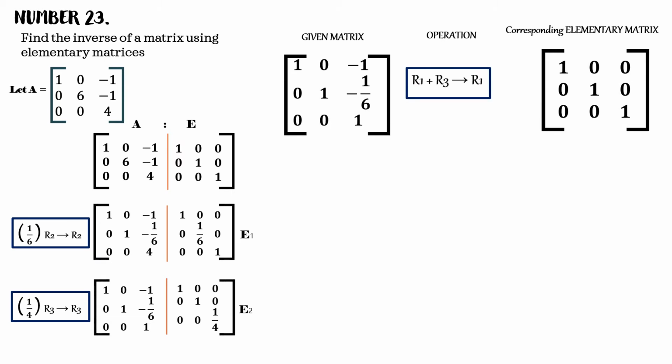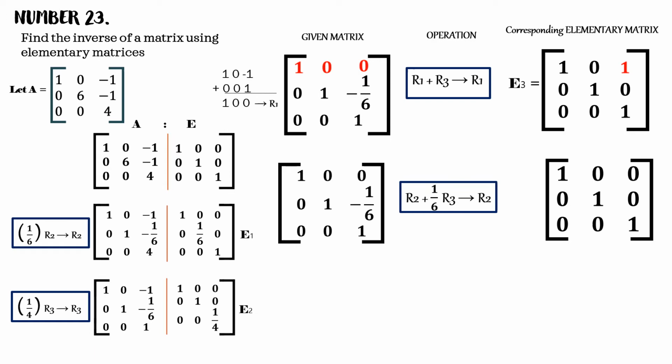The next step is row 1 plus row 3 to get a new row 1. From the given matrix, we have 1, 0, negative 1 plus 0, 0, 1 equals 1, 0, 0. This will be our new row 1. And from the identity matrix, we add row 1 and row 3 to get a new row 1. We are going to have 1, 0, 1. And we call this matrix E3.